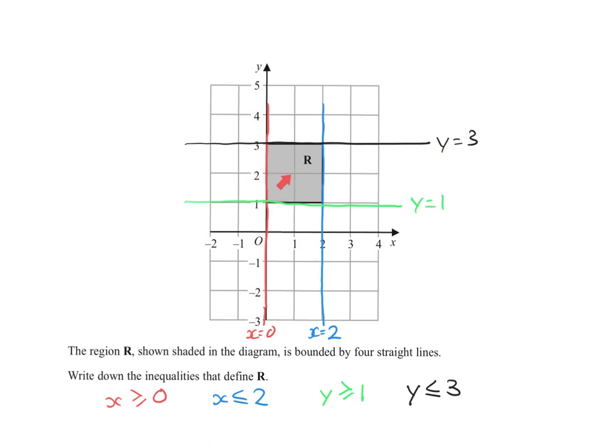X is 1 and y is 2. 1 is greater than or equal to 0. 1 is less than or equal to 2. 2, our y coordinate, is greater than or equal to 1 and is less than or equal to 3. So that's a little check you can do.